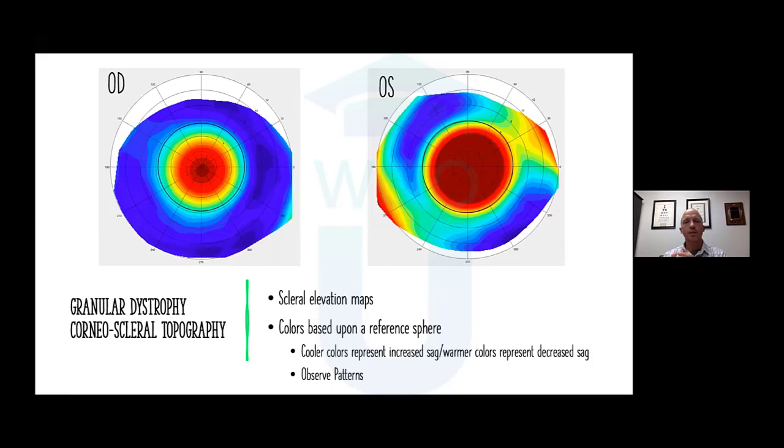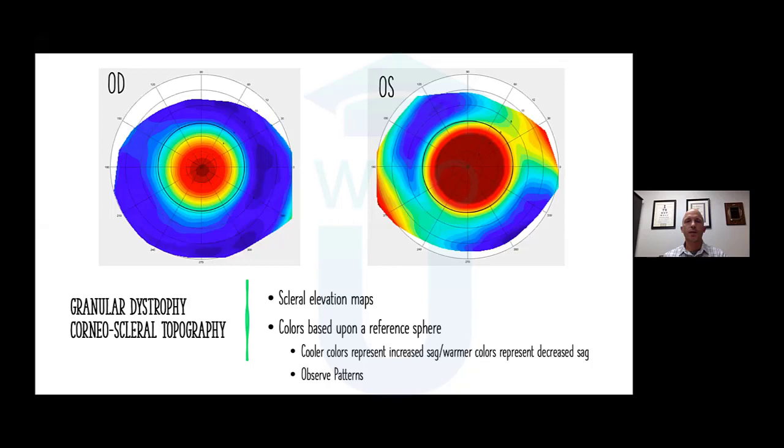And something to keep in mind with elevation data is that in general, the blue colors, or the cooler colors, represent areas of increased sagittal height or steepness. And the warmer colors represent areas of decreased sagittal height, or areas that are a little bit flatter. And this is sort of counterintuitive to what we are used to seeing with power maps, where the steeper section is typically the warmer colors.